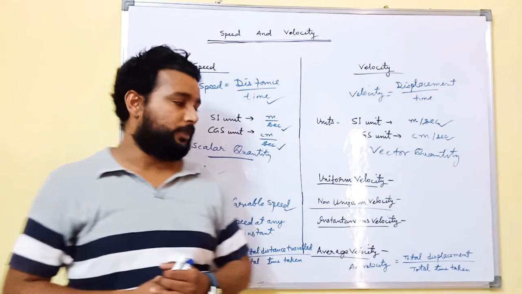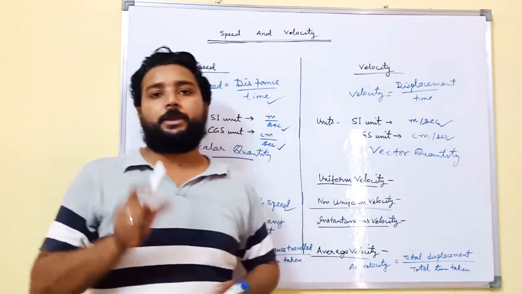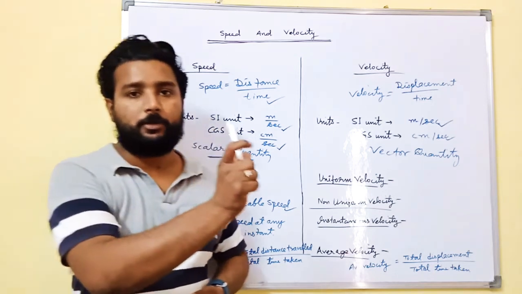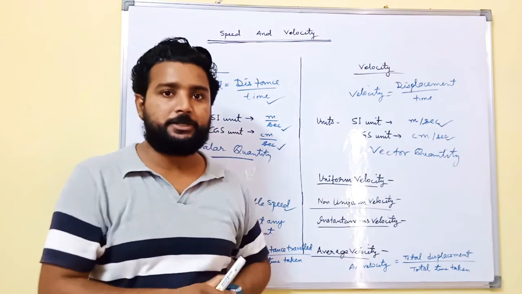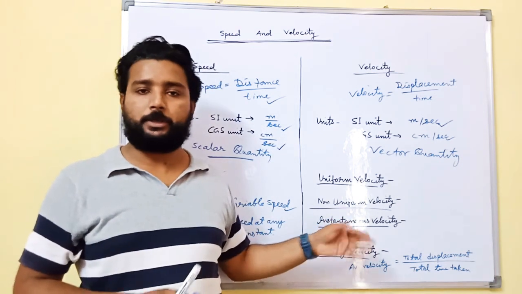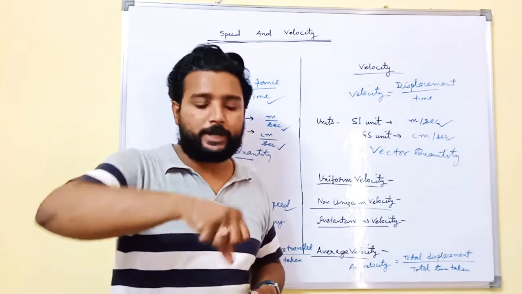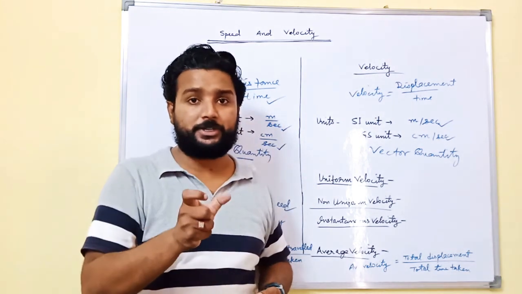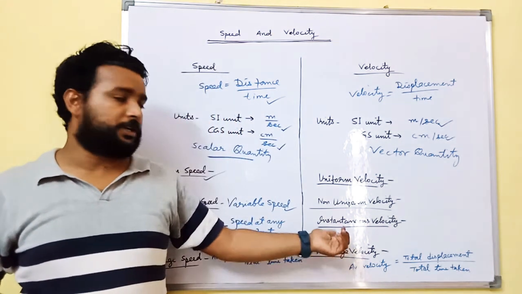Now, what is instantaneous velocity? Students, if anybody moves with variable velocity, then the velocity of the body at any instant is said to be instantaneous velocity. It means if a body is moving in a fixed direction, and at a particular time we check its velocity, how much it is, that is known as instantaneous velocity.